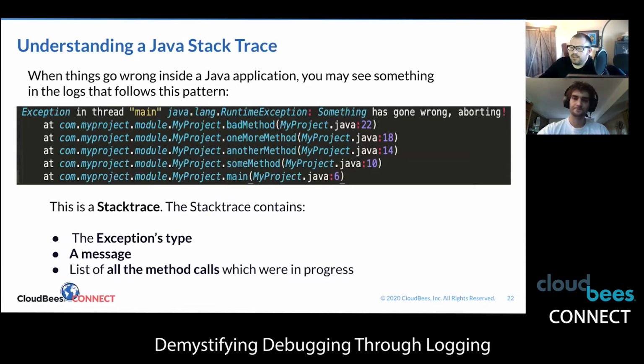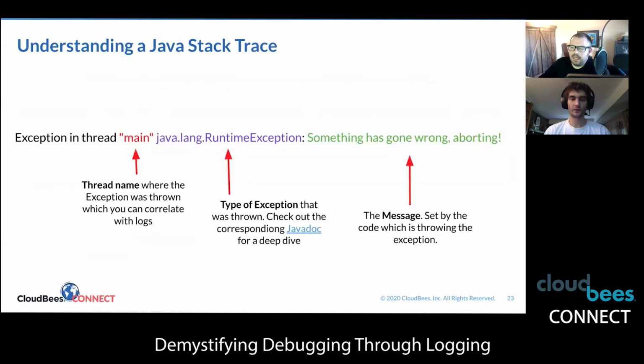It essentially contains three important items. Number one, the exception type. Number two, the message. And number three, a list of all the method calls which were in progress when the exception occurred. To break this down, let's take a look at the stack trace line by line.